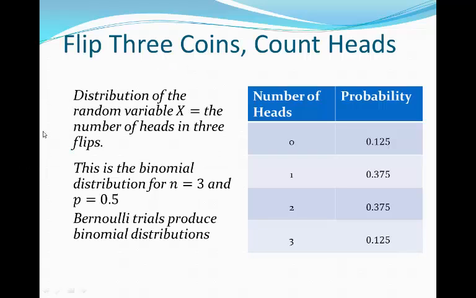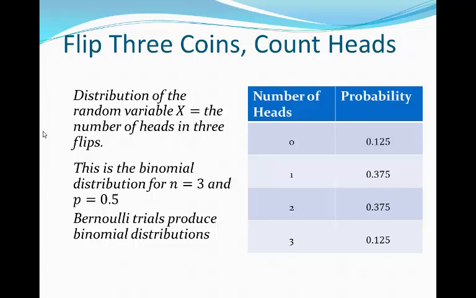If we were to flip 3 coins, there's a total of 4 different outcomes for the random variable x, where we count the number of heads. The number of heads could be 0, 1, 2, or 3. You might notice that we could use our formula to compute the probability of any one of the outcomes, 0, 1, 2, or 3. Here they are in this table.